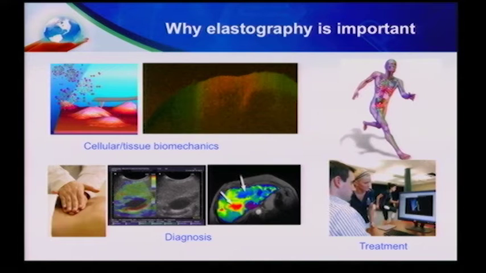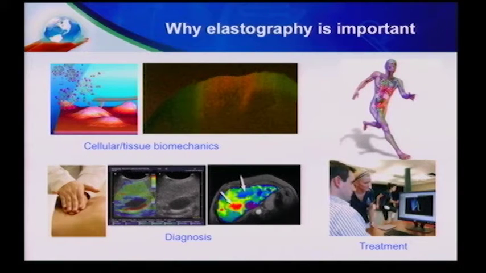And so elastography can work at many different scales. For example, from cellular structure using atomic force microscope, to a large organ such as liver. And traditionally, most clinicians actually just use their hands to feel the stiffness of tissue and try to diagnose disease.